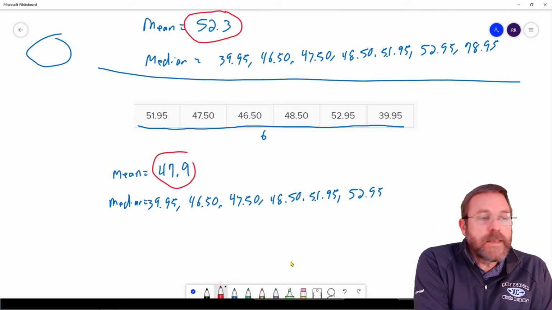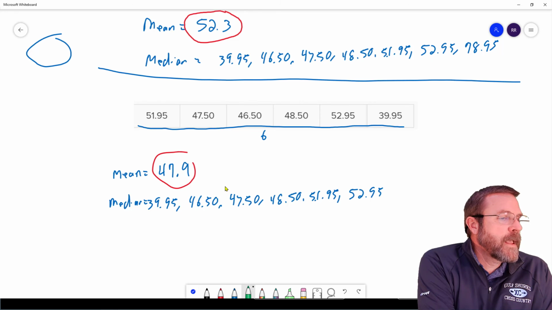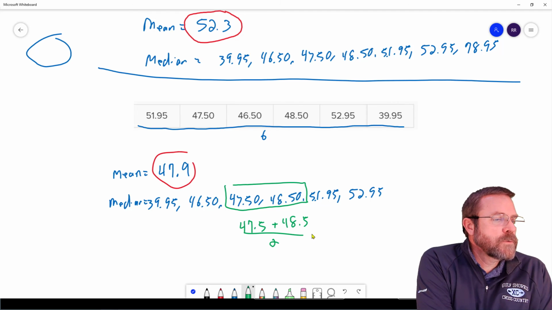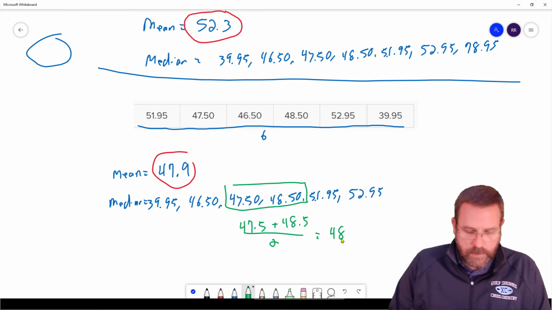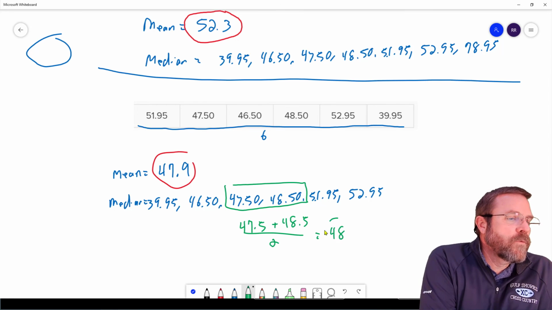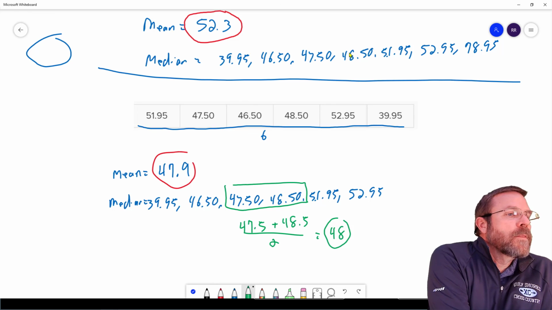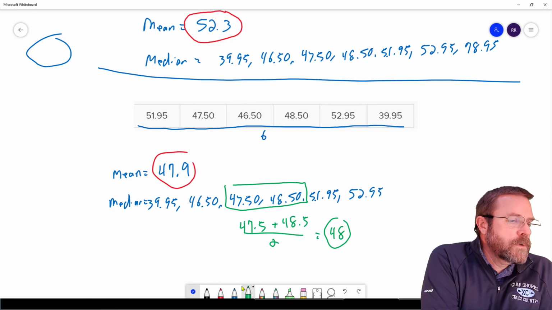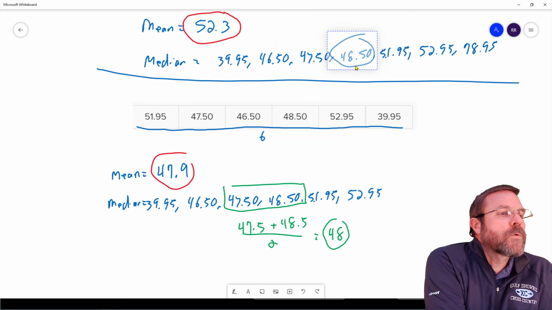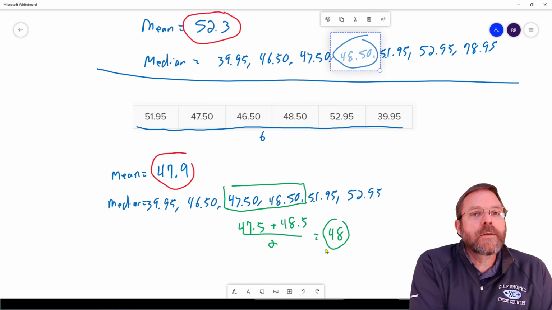If I was to look for the median, however, the median is going to be the average of these two center numbers. So I'll be doing 47.5 plus 48.5 divided by 2. And I'm pretty sure that would end up being exactly 48. But let's go ahead and calculate it to be sure. 47.5 plus 48.5 divided by 2. And yes, it is exactly 48. And when you compare the other median we had earlier, let me go back and grab my grabby tool, this one right here, which we said was 48.5. Now my median is going to be 48.